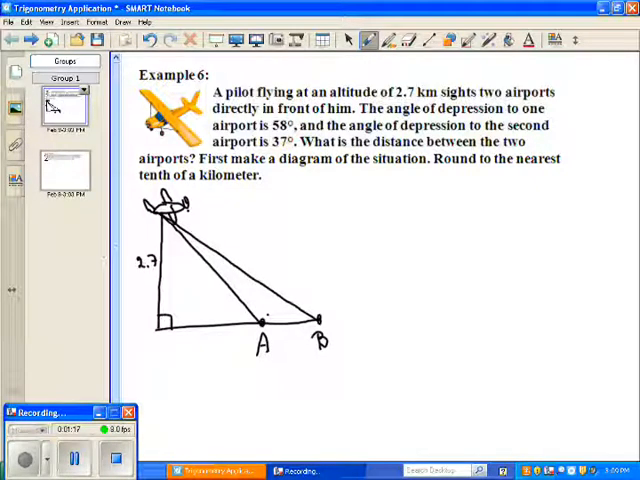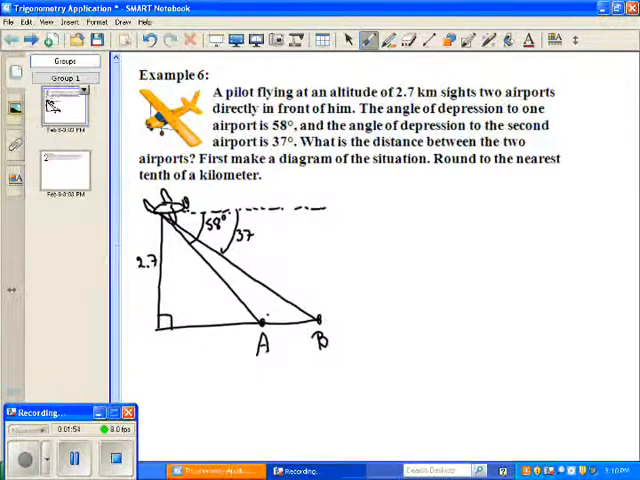So now we need to figure out some angles. They give us some information in our problem. So think about the horizontal line of sight. It's telling us that the angle of depression to one airport is 58 degrees. So that would be this angle right here, the bigger angle. Remember, angle of depression is looking down. So this is 58 degrees. And the angle of depression to the second airport, so to airport B, is 37 degrees right there.